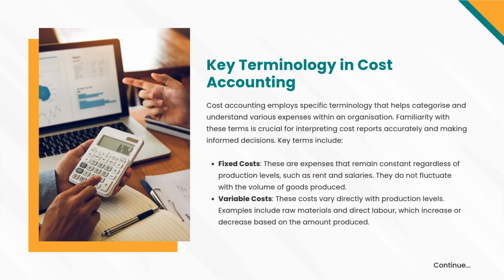Key terminology in cost accounting. Cost accounting employs specific terminology that helps categorize and understand various expenses within an organization. Familiarity with these terms is crucial for interpreting cost reports accurately and making informed decisions. Key terms include fixed costs. These are expenses that remain constant regardless of production levels, such as rent and salaries. They do not fluctuate with the volume of goods produced. Variable costs. These costs vary directly with production levels. Examples include raw materials and direct labor, which increase or decrease based on the amount produced.